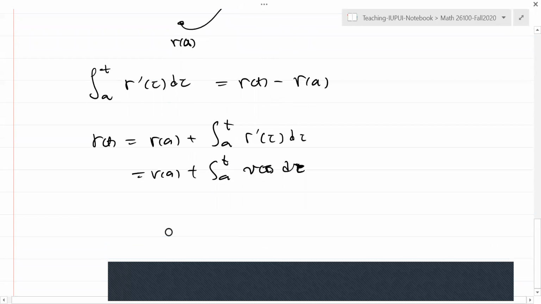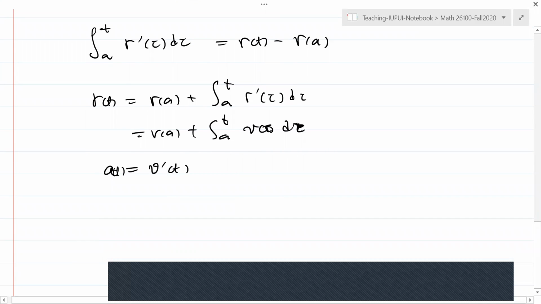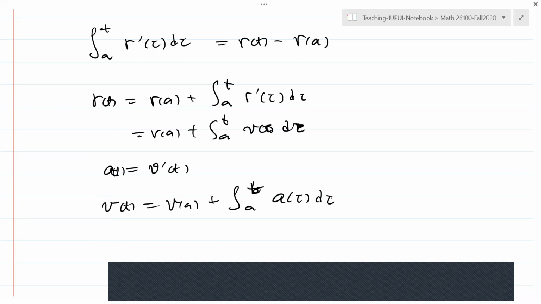And similarly, since the acceleration is the derivative of the velocity, the same idea, you integrate both sides. So the velocity is going to be the integral of the acceleration of tau d tau, plus the initial velocity, and you can get the velocity at time t.